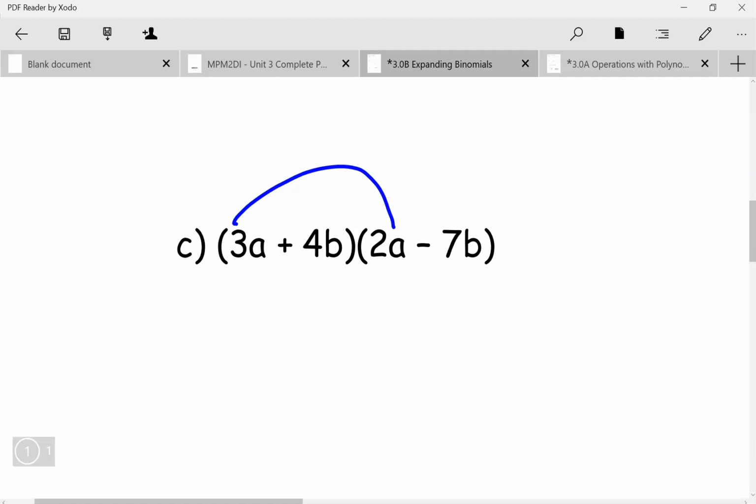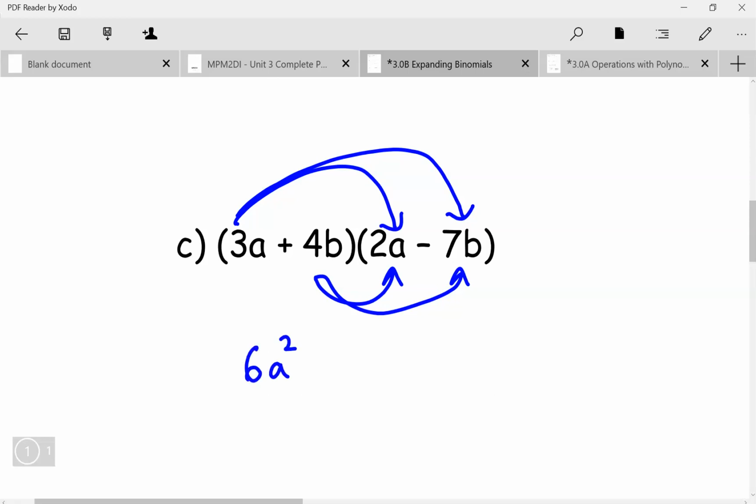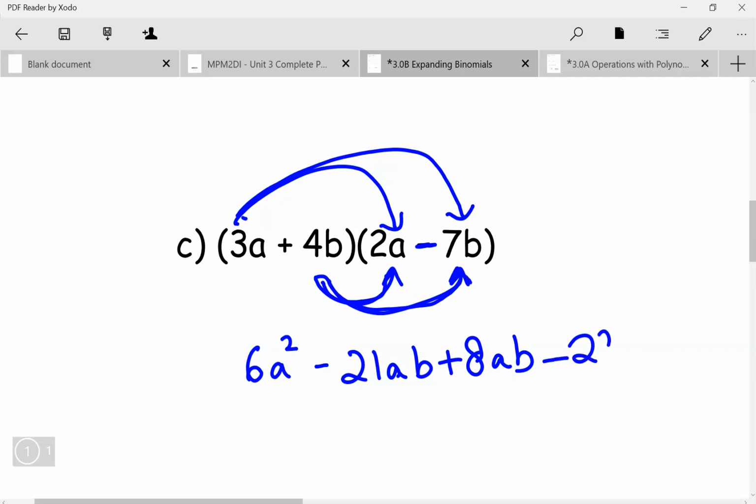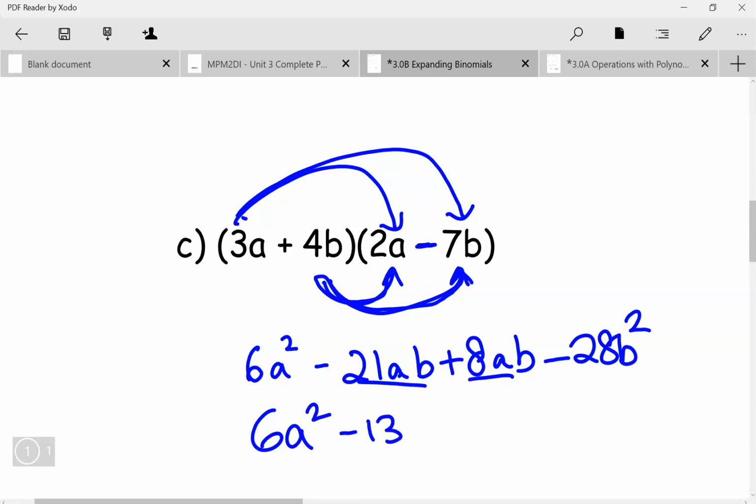Same idea. We're still doing 2 terms in one bracket, 2 terms in the other bracket. We have to do 4 different multiplications and just collect like terms. You just have to be careful while doing this one because there's 2 different variables. 3a times 2a is 6a to the power of 2. 3a times negative 7b is minus 21ab. Then this multiplication is plus 8ab. And we're doing this multiplication, minus 28b to the power of 2. So we get 6a squared, collect the like terms. What is that, minus 13ab? Minus 28b squared.